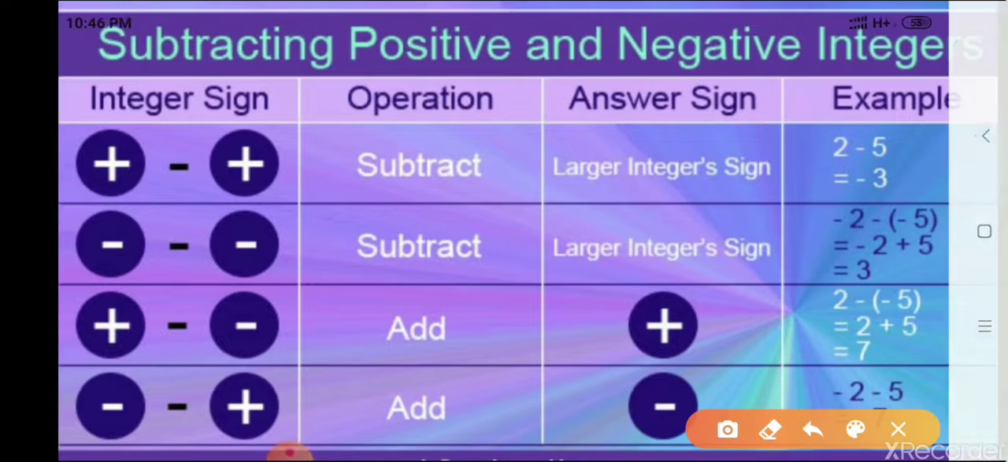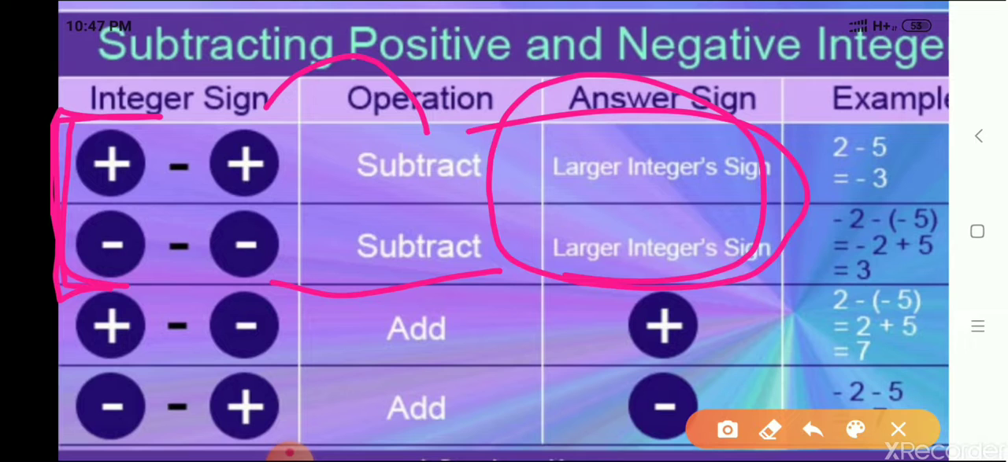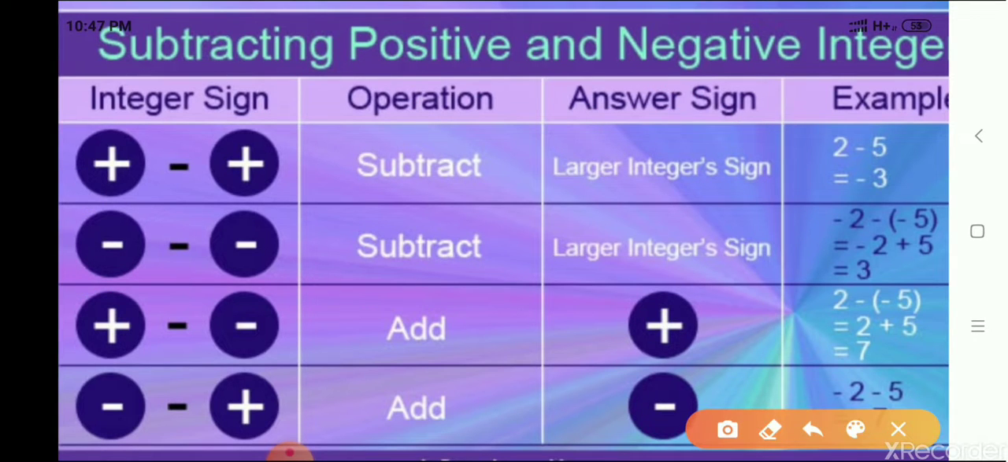So whenever we are given two integers with the same sign and we have to do subtraction, then simply we will subtract both the integers and the sign will be of the larger integer. Okay, let us see the example. Here in the first example we have two integers, both are positive. This negative sign is because we are doing the operation of subtraction. So 2 minus 5 will be minus 3, because minus 5 is a greater integer, it is having the negative sign. Our next example is minus 2 minus 5.